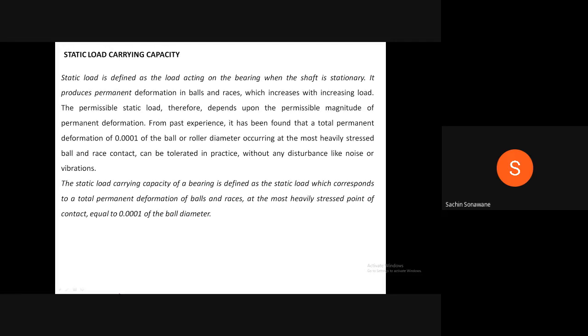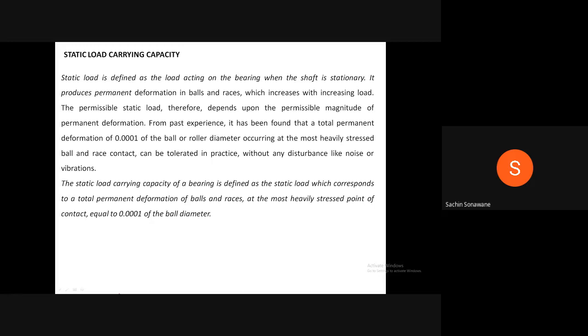Now, static load carrying capacity. Static load is defined as the load acting on the bearing when the shaft is stationary. It produces permanent deformation in balls and races, which increases with increasing load. The permissible static load therefore depends upon the permissible magnitude of permanent deformation.